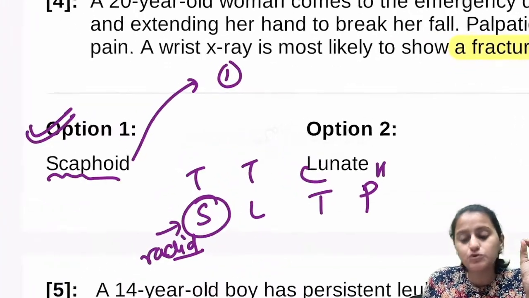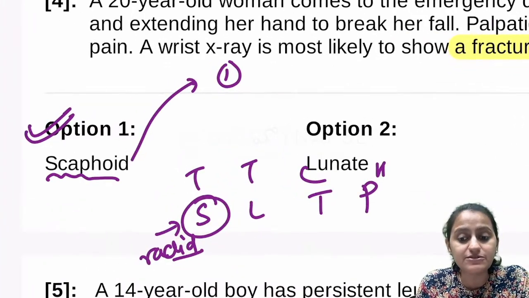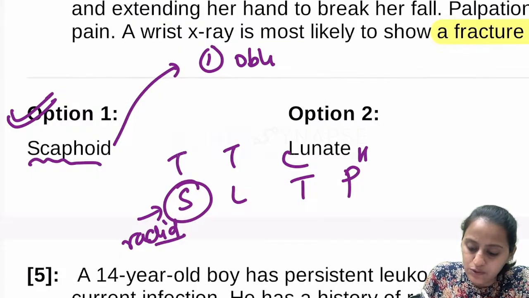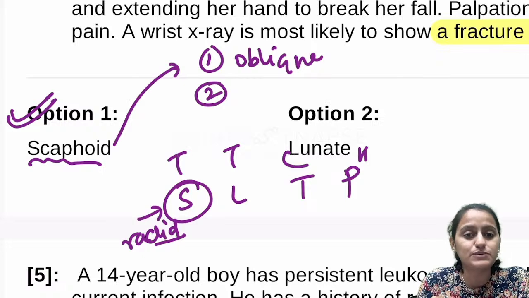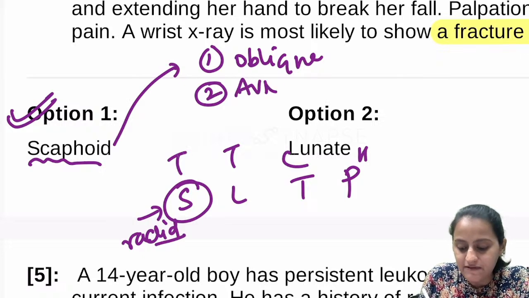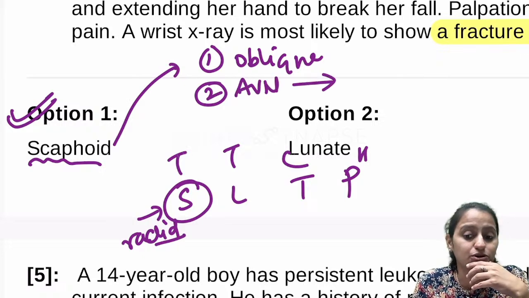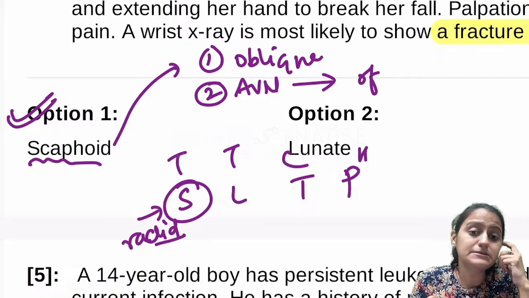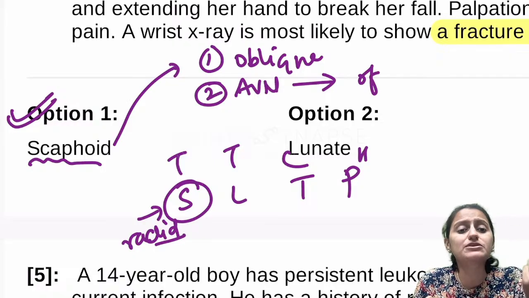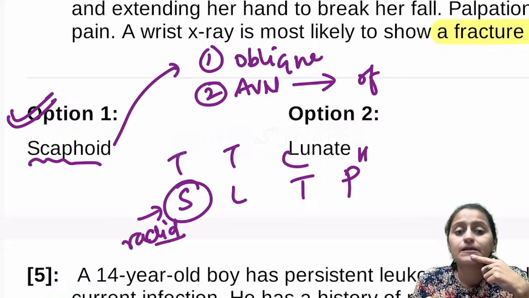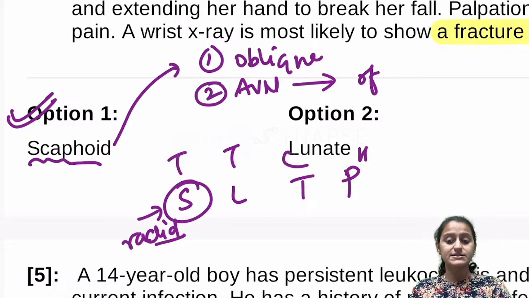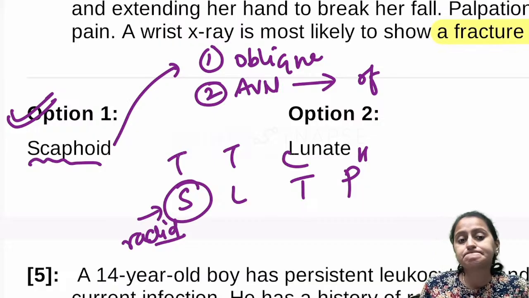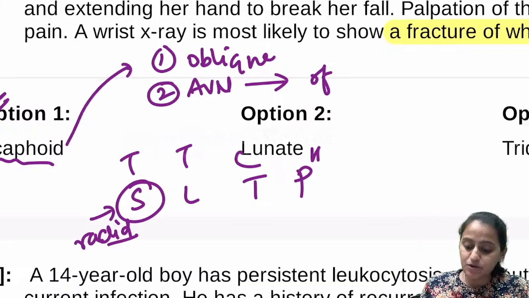What X-ray view do you take to look for scaphoid fracture? It is oblique view, which is important. What is the risk that you are worried about with scaphoid fracture? AVN, avascular necrosis. Of which fragment? Proximal fragment or distal fragment? Which fragment of scaphoid is at a risk of developing AVN? Proximal or distal? Is it proximal or is it distal?